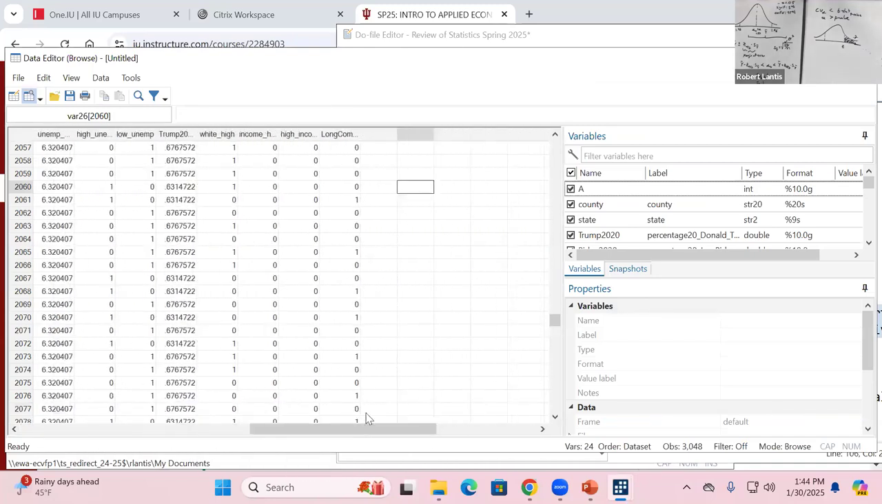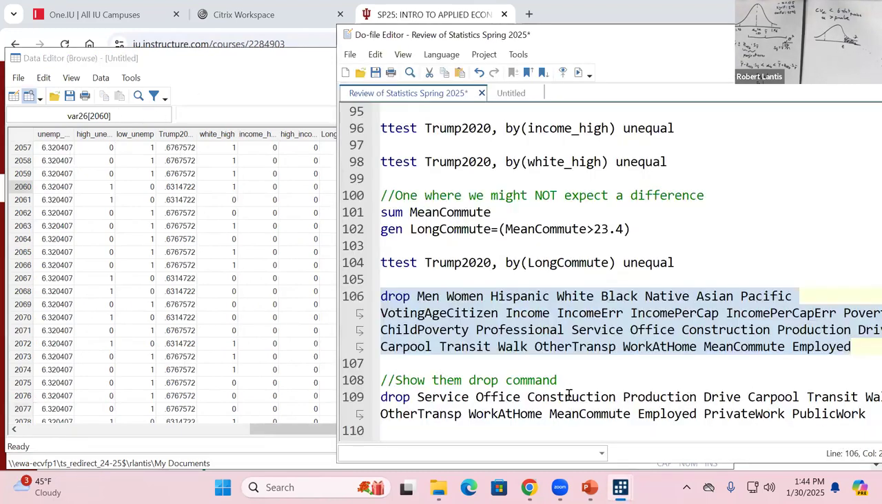Now, once I drop those, they're gone. So if I ever want to get those variables back, I have to go back and open up the original file and do everything again. But if I know ahead of time that I'm not going to use any of these variables, you can use that drop command. That probably won't apply as much to what we do in class.